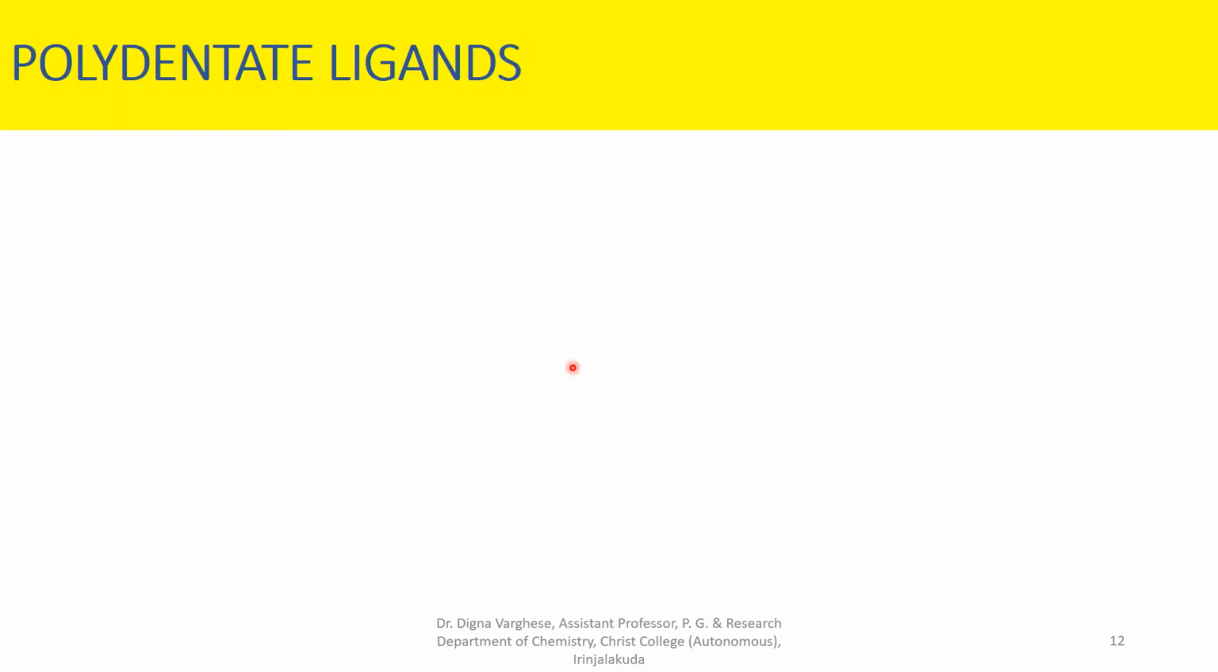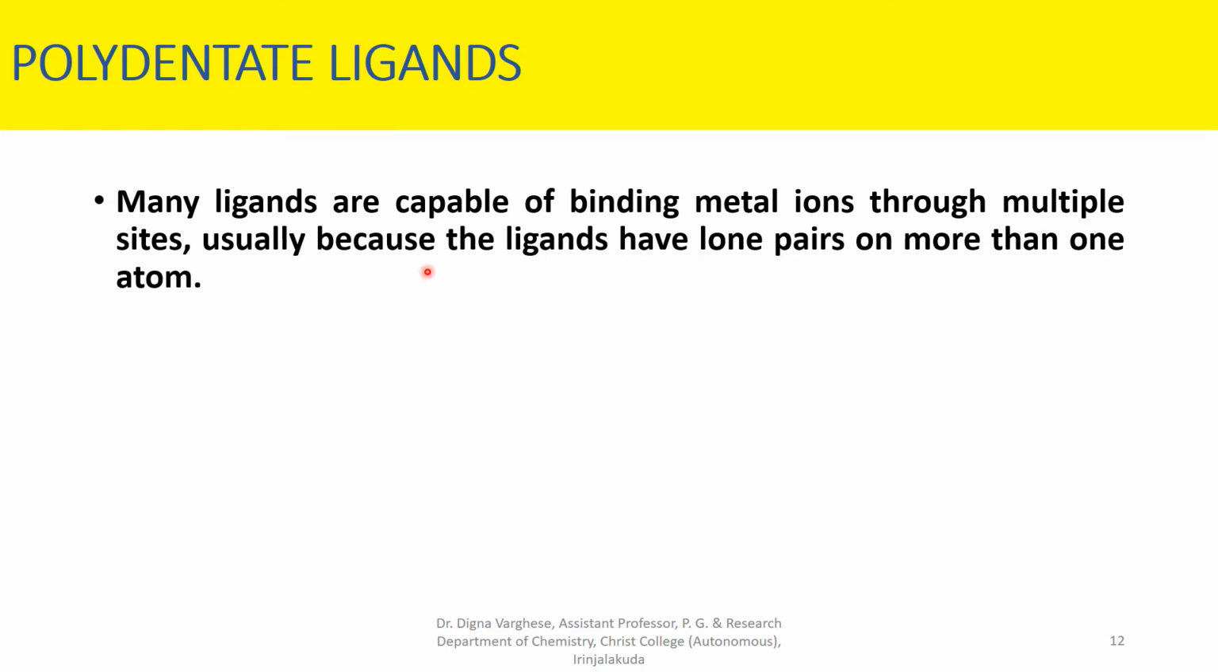Polydentate ligands. Many ligands are capable of binding metal ions through multiple sites, usually because the ligands have lone pairs on more than one atom. In the case of monodentate ligands, the ligand is attached to the metal atom through one donor site, that we have already seen, and in that particular atom there is only one donor site which contains one lone pair of electrons which can donate to the Lewis acid site, that is the metal atom in a complex.